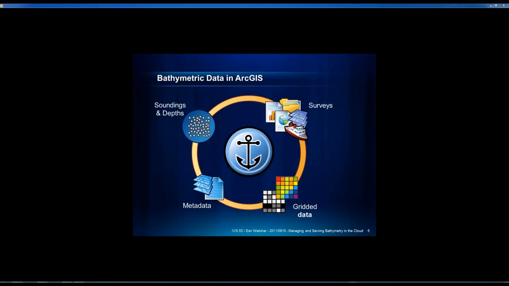So when we are talking about bathymetric data in ArcGIS, what are the four main things we're talking about? Well, the four things are soundings and depths, and there's a subtle but important difference. Surveys and managing surveys, and that's everything from the actual survey report in PDF form to maybe the sound velocity casts that were associated with the individual survey lines, to the nav lines themselves and the survey planning. All of that information can be stored and captured in ArcGIS.